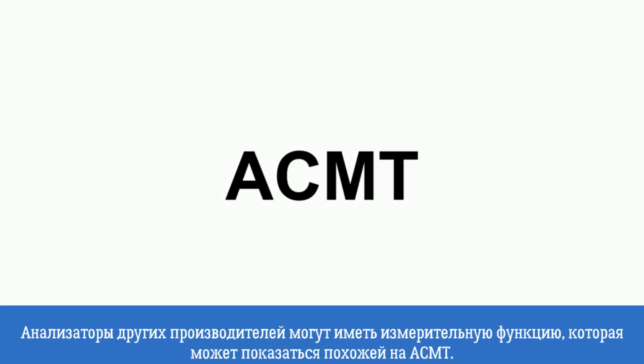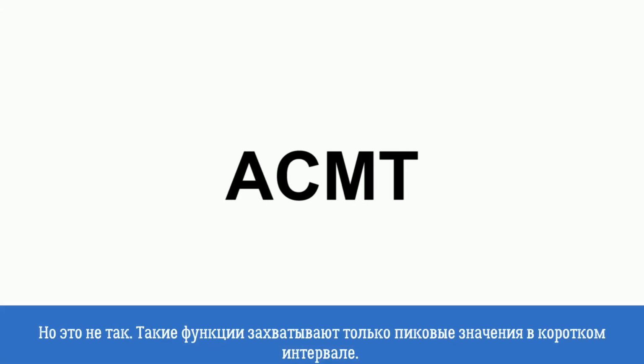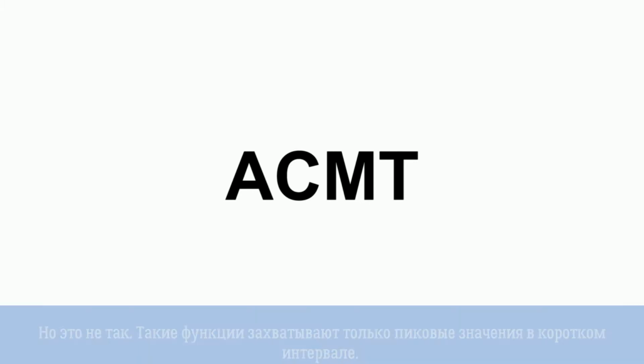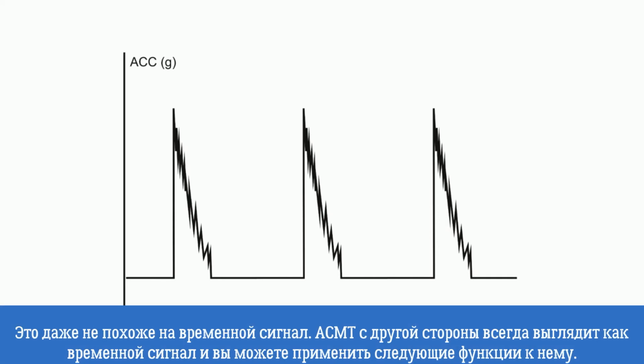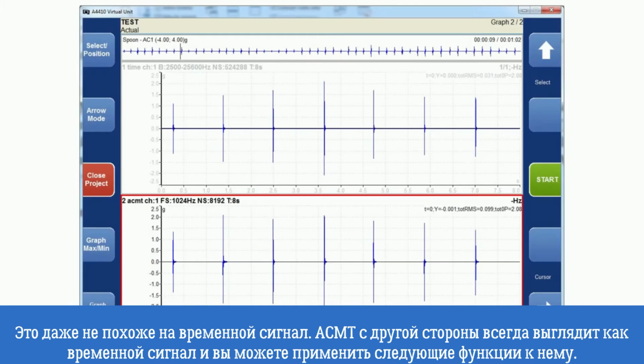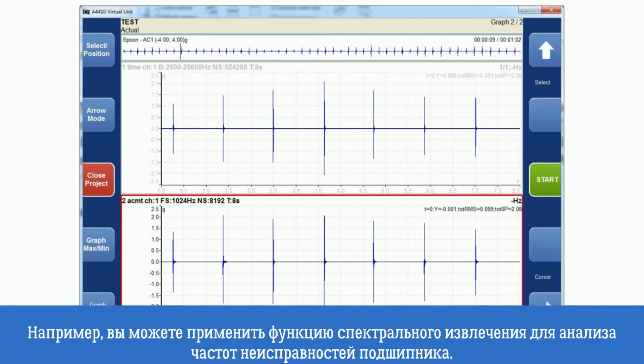Analyzers of other producers can have measurement method which could seem similar to ACMT, but it is not true. Such methods only works as capturing of peak value in short interval. That works with absolute values of samples and the result looks like this. It does not look like a time signal. The ACMT always looks like time signal and you can apply next methods to it. For example, you can apply the demodulated spectrum for bearing fault frequencies analysis.